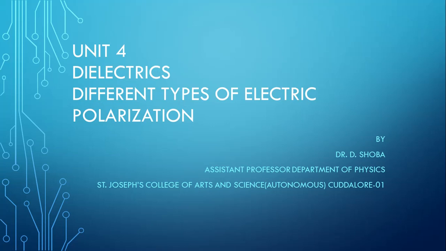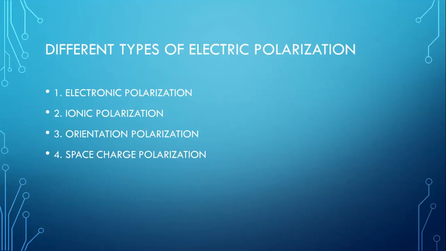In this video, I am going to teach about different types of electric polarization that take place in dielectric materials. We have 4 types of polarization mechanism: electronic polarization, ionic polarization, orientation polarization, and space charge polarization. These polarizations occur due to microscopic mechanisms. In a DC field, the macroscopic polarization P vector is created by these 4 polarization mechanisms.